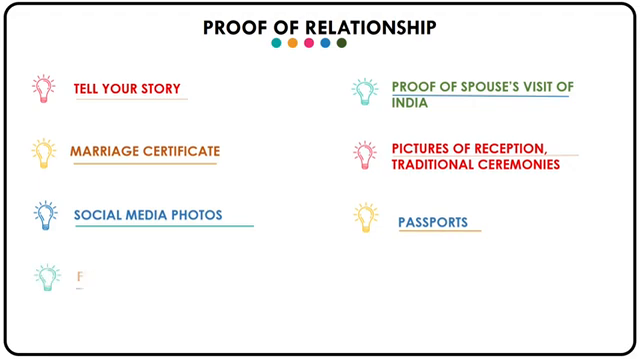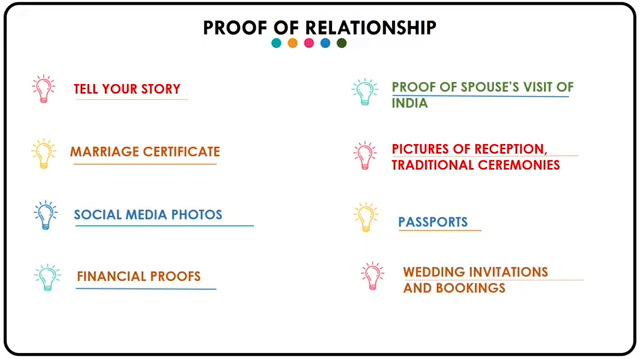Next, financial proofs. If you have a joint bank account, then provide proof of that along with the above documents. Lastly, you can provide your wedding cards from both sides, booking of marriage palace, etc. Once you're done, make one PDF of all these documents and upload this to the online portal.